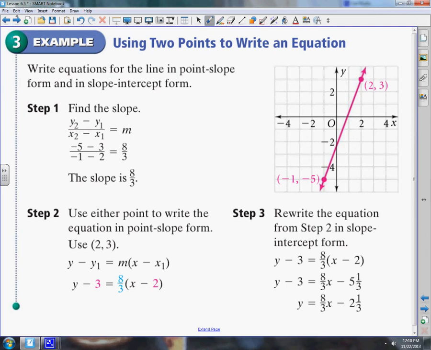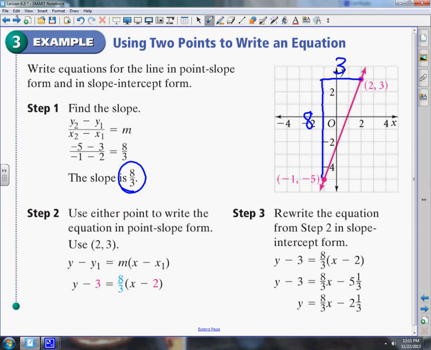Step 1, you need to find the slope because you're going to use it in both equations. So you find the slope, which is 8/3. So 1, 2, 3, 4, 5, 6, 7, 8. Rise over run. So that's 8/3.